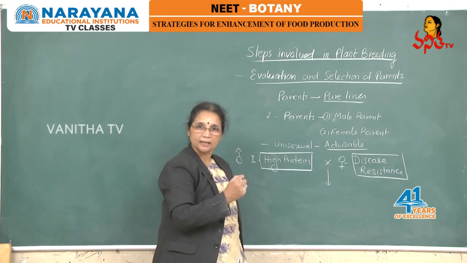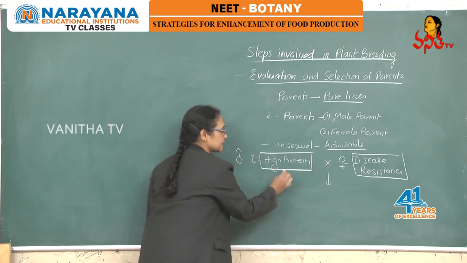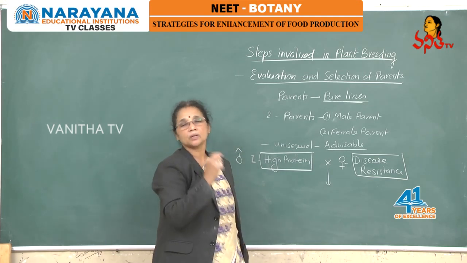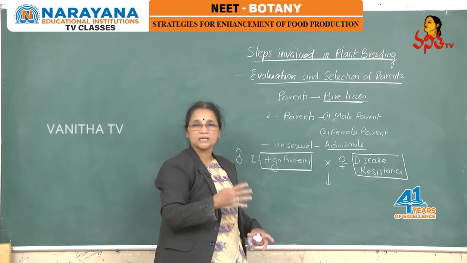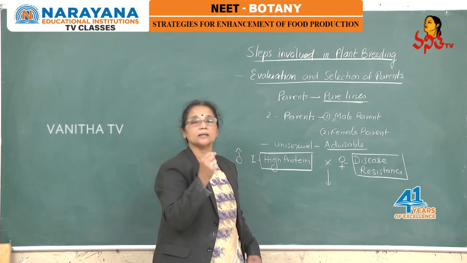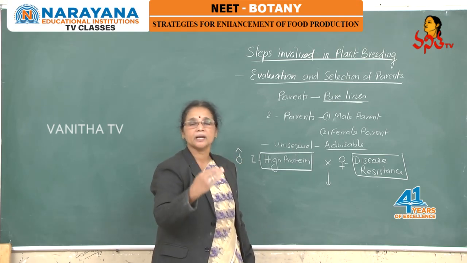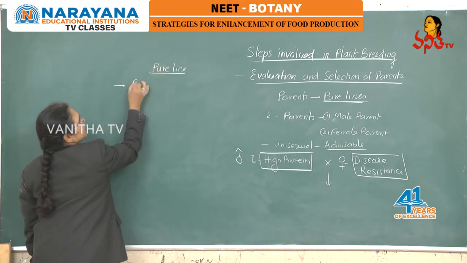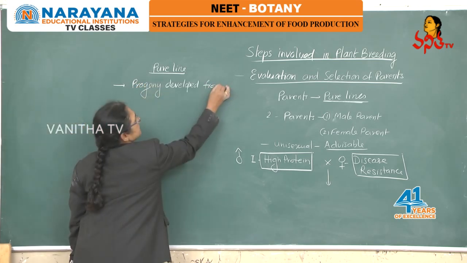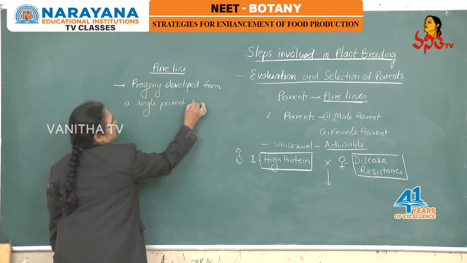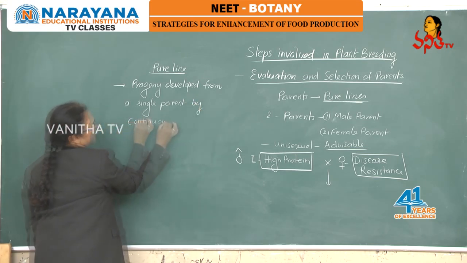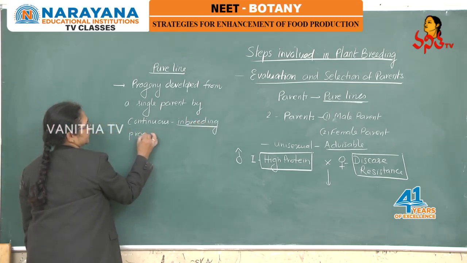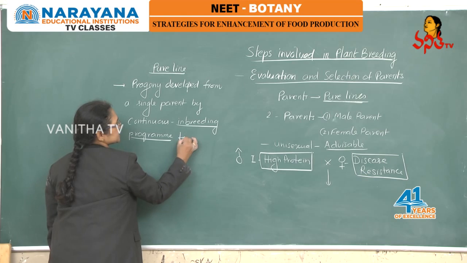And to produce this hybrid, first of all we have to make the parents pure lines. What is a pure line? Pure lines are the offspring developed from a single parent by continuous inbreeding programs. So pure line means the progeny developed from a single parent by continuous inbreeding program for several generations.